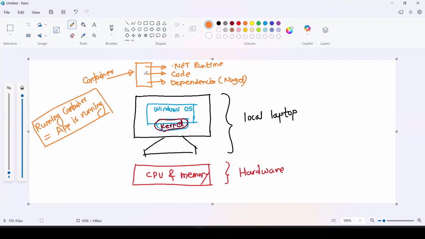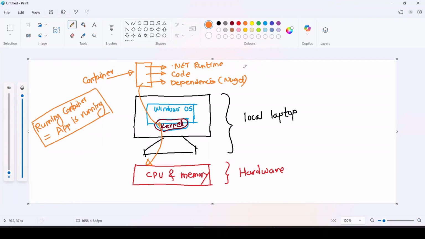So when this container wants to interact with this CPU and memory, that is this hardware, it interacts through this kernel. So in simple words, the containers use the kernel of the operating system of the underlying host machine.